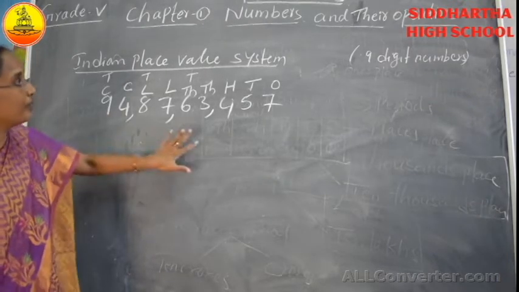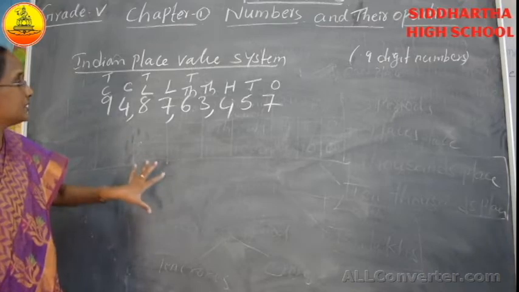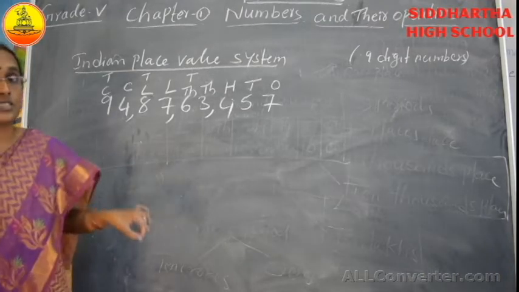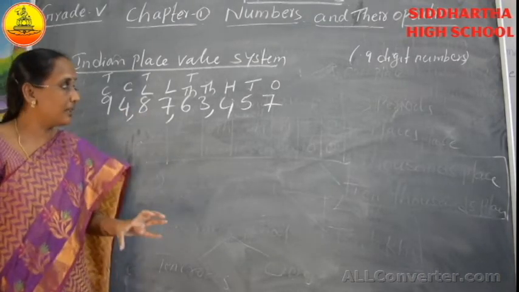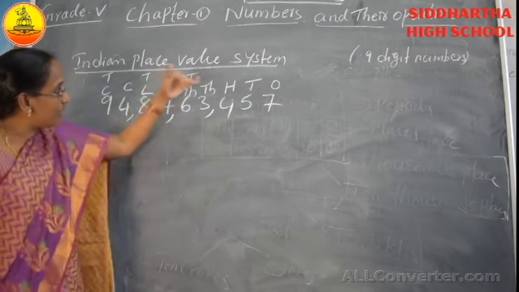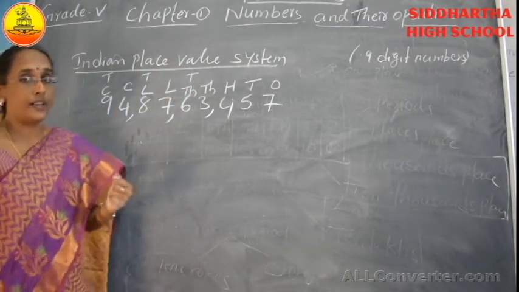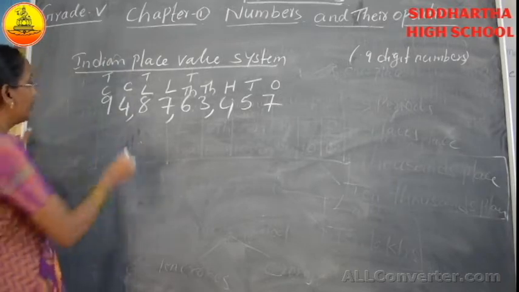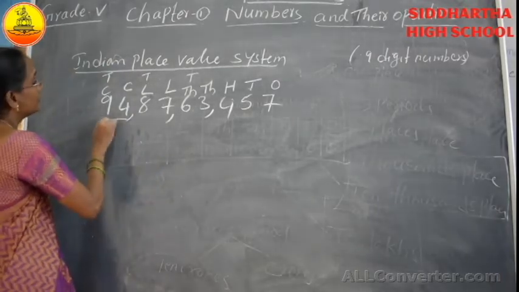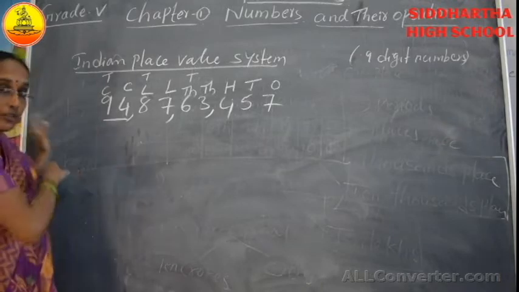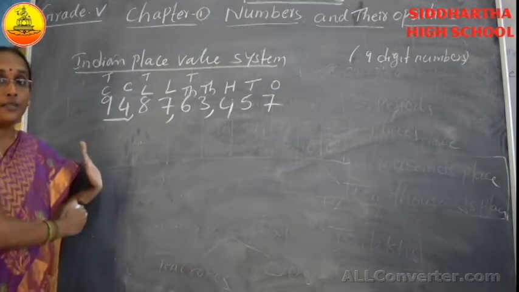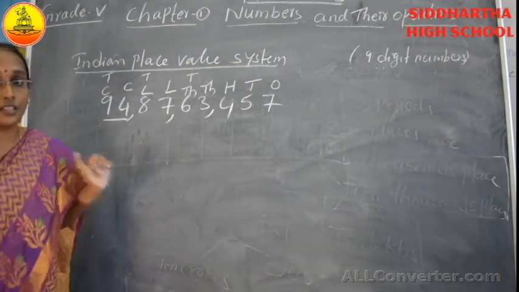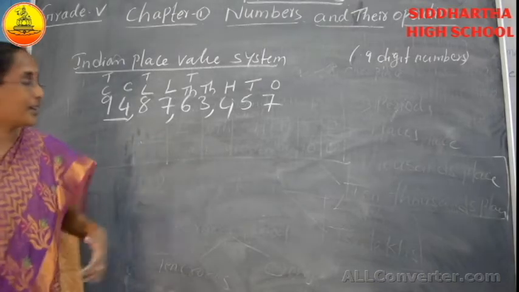Now, the first step when you are writing number names in the Indian place value system: write the number, write the place values above the number, divide into periods and put the commas. Now, after putting commas, you read this number. While reading the number, read from left side to right side.